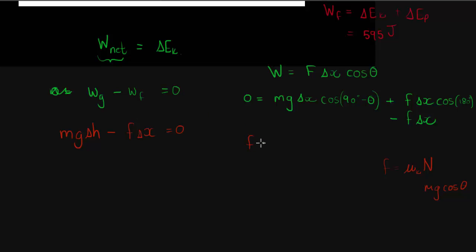Well, friction would be the coefficient of kinetic friction times mass times gravity times cos of theta. This is because friction is directly proportional to the normal force, mg cos theta.